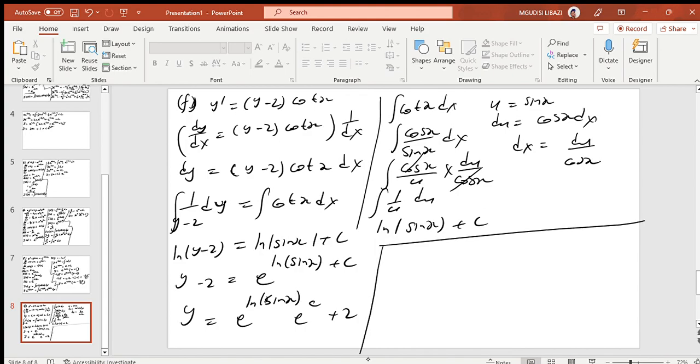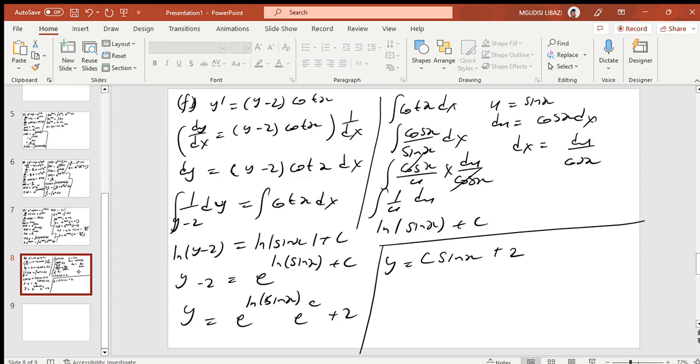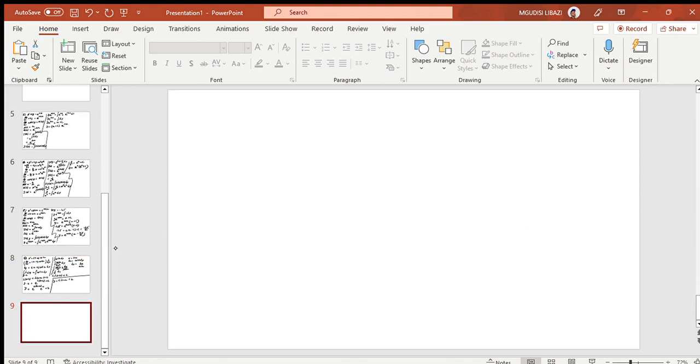So what we're gonna have now, we can say y is the same as e raised to natural logarithm of sine of x, which is the same as sine of x, and e raised to c is just a constant, c, multiplied by sine of x and then plus 2. So we can also view that equation as a linear differential equation. So how do we view it as a linear differential equation?